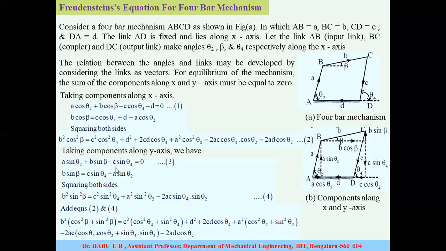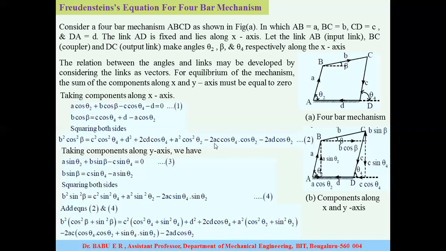So it becomes cos square theta 4 plus sin square theta 4 plus, write it as it is, d square plus 2 times CD. Here we don't have 2 times CD, so 2 times CD cos theta 4, plus a square cos square theta 2. Here also we have a square sin square theta 2, so take a square out. So we'll get cos square theta 2 plus sin square theta 2.